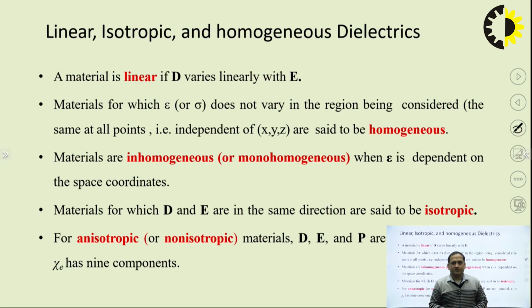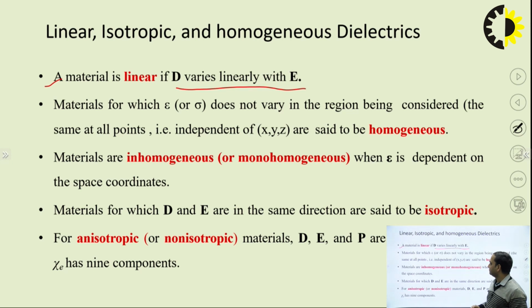Another property of dielectrics we can go through concerns the materials: linear, isotropic and homogeneous dielectrics. Let us go through some definitions. When the material is linear, it means D varies linearly with E, so D is equal to epsilon into E. When a material is linear, in this case epsilon will become epsilon naught, so D will be epsilon naught E.